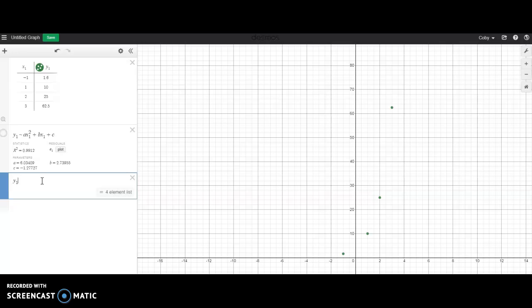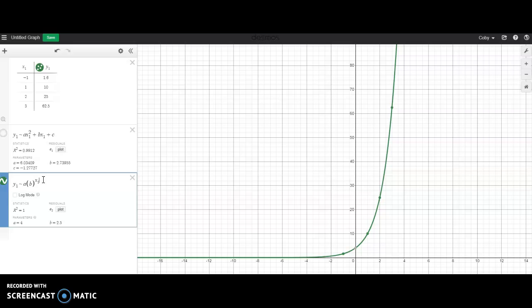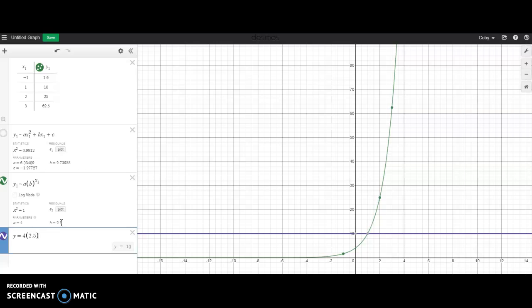So y1 squiggly equals a times b to the power of x1. It's finding the best a and b that match, and it looks like this is a perfect exponential match. So the equation that created this data in the table was y equals a, which is 4, times b, which is 2.5, to the power of x.